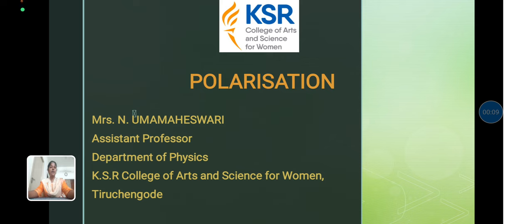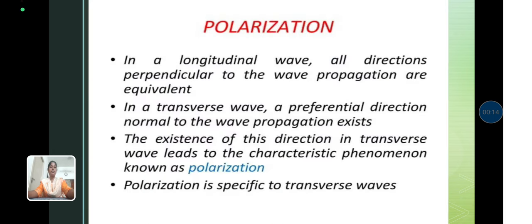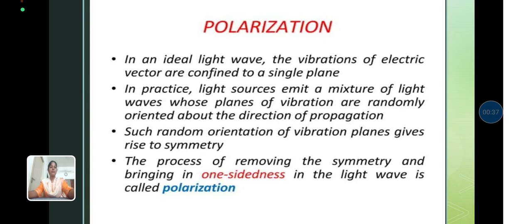Today I am going to discuss the topic of polarization. In a longitudinal wave, all directions perpendicular to the wave propagation are equivalent. In a transverse wave, a preferential direction normal to the wave propagation exists. The existence of this direction in a transverse wave leads to the characteristic phenomenon known as polarization. It is specific to transverse waves.